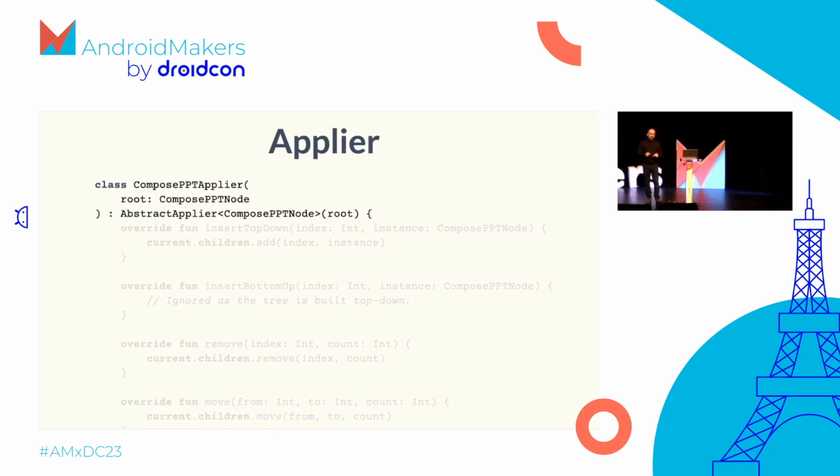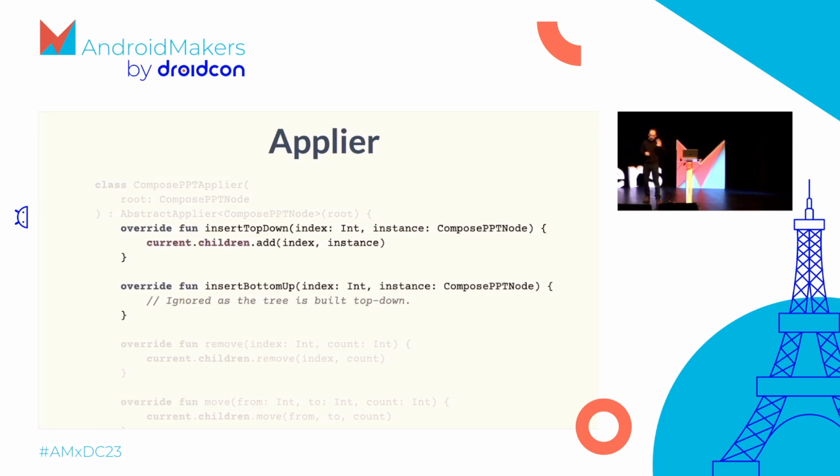Abstract applier is actually providing you some useful extensions for the list, so you can use it, like you can have a move function, which is coming from abstract applier. So this is why it's maybe useful to use abstract applier. And you give a root of your tree to your applier, and it does 4 things. Even though you will see 5 functions, it does 4 things. It's doing insertion, depending on which strategy you want. Either you want to start from top and insert it and then go down, or you start from bottom to up. So you need to pick one of them.